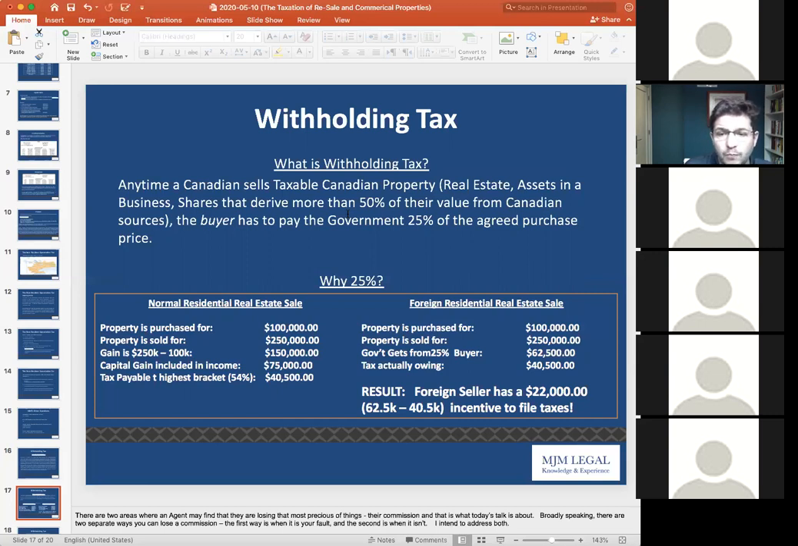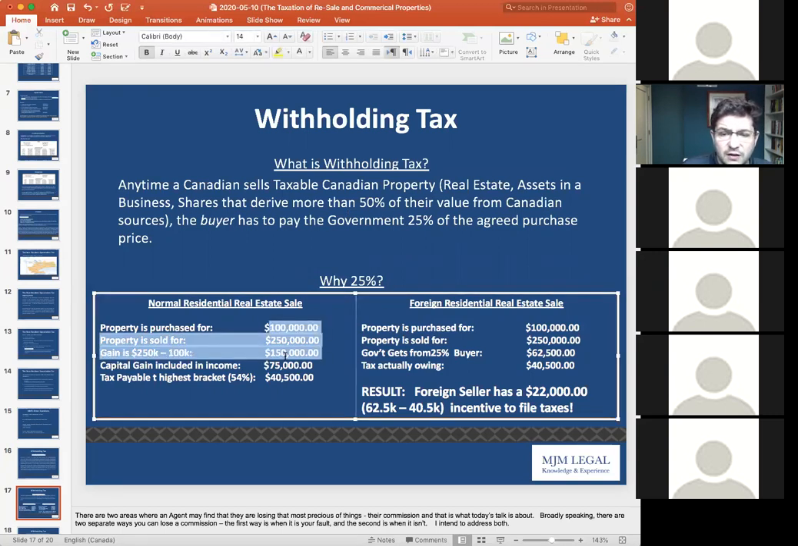Why? Well, let's take the instance of land. Let's take our sheik in Dubai, who's purchased property, not a resident of Canada. The property is purchased for $100,000. The property is sold for $250,000. The gain is therefore $150,000. What would the capital gain on that be? Assuming there's no principal residence exemption or anything else, it would be $75,000, and the tax payable at the highest tax bracket is 54%, meaning that you owe $40,500 to the government.